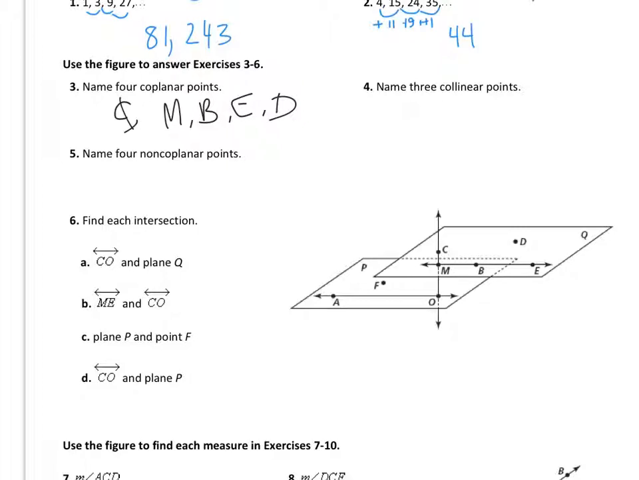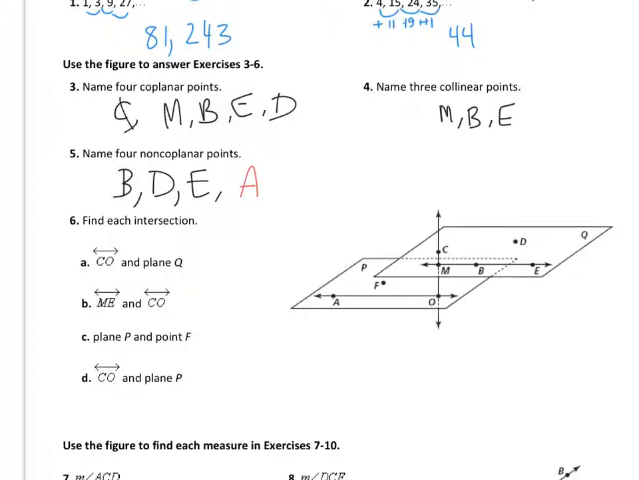Okay, 4, name 3 collinear points. So 3 points that make a line are M, B, and E. 5, name 4 non-coplanar points. So pick 3 points. I'm going to pick 3 points that are on the top plane, and then I'm going to pick the one that's off of it, so A. So B, D, and E are on the same plane, then A is off it.